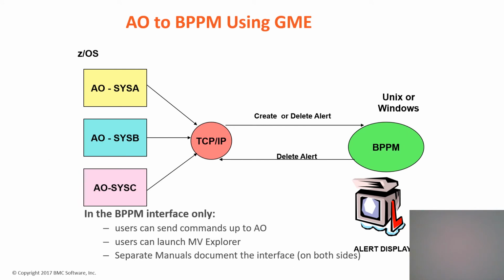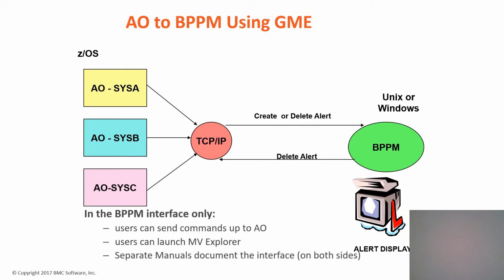This slide illustrates how Auto Operator connects to BPPM. Here you can see on the left that we have 3 instances of Auto Operator running on 3 different LPARs. Each of these instances of Auto Operator will use a TCP/IP connection to BPPM, and this connection is used anytime that Auto Operator creates or deletes an alert.